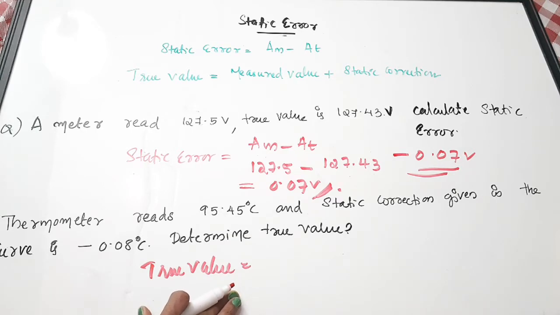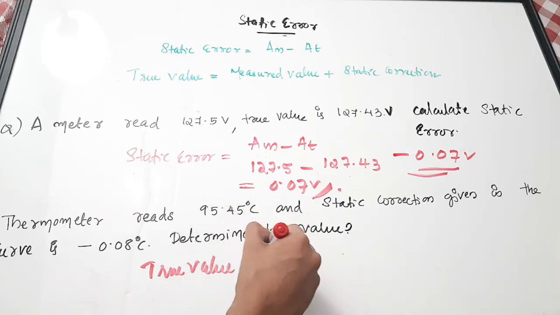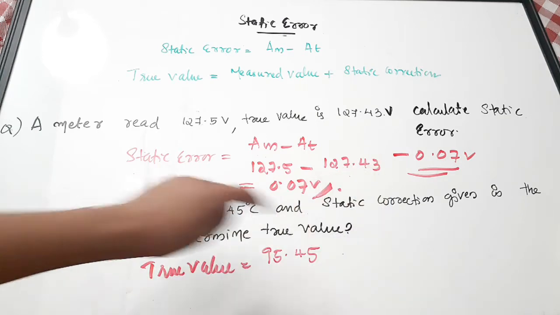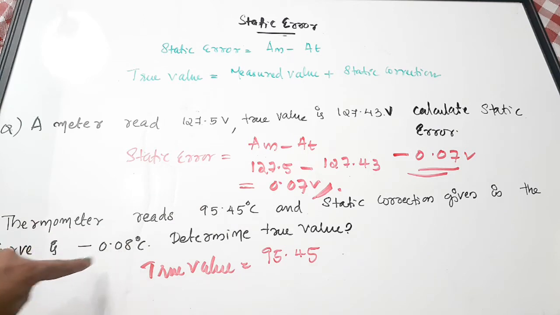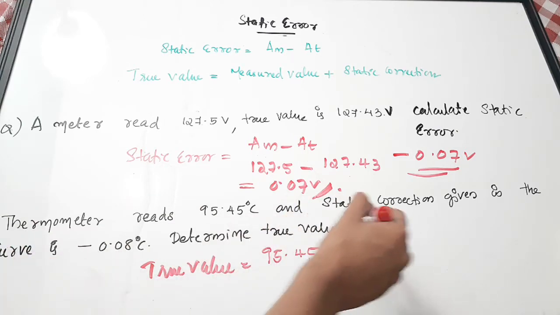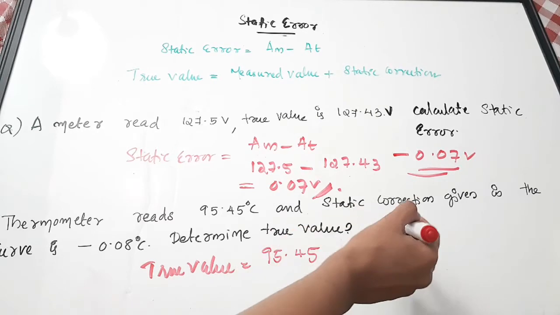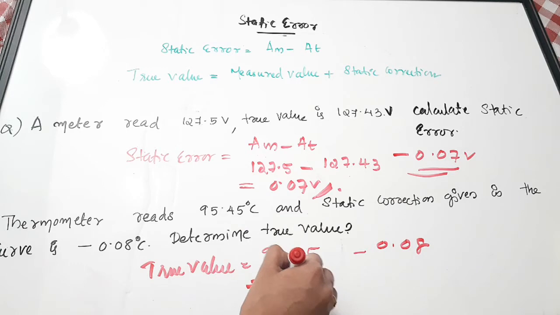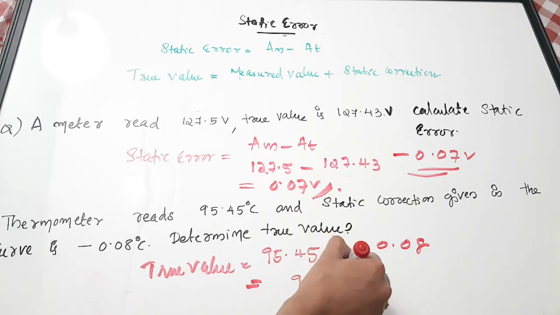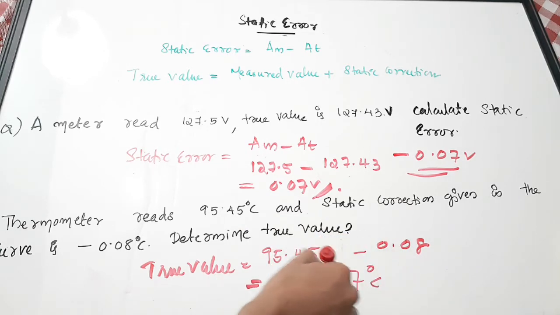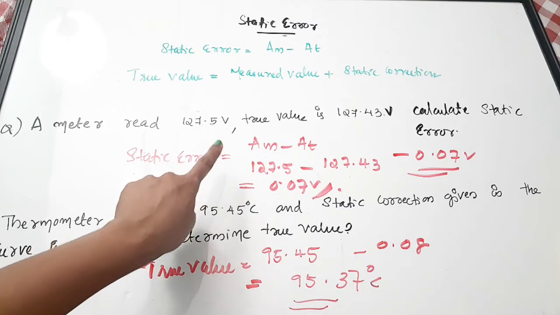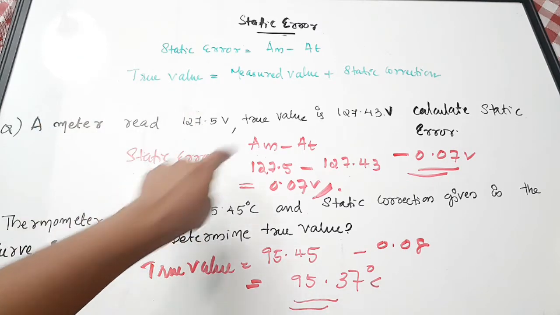So I'm going to directly apply the values. True value we have to find, that is equal to, this is the measured value 95.45 plus correction. Correction is a negative value. So it is plus minus, or you can simply write it as minus 0.08. Okay, the value you will be getting is 95.37 degrees Celsius, which will be your true value. Okay, so just apply this concept, that is the concept of static correction in this question. You will be getting the true value as this.